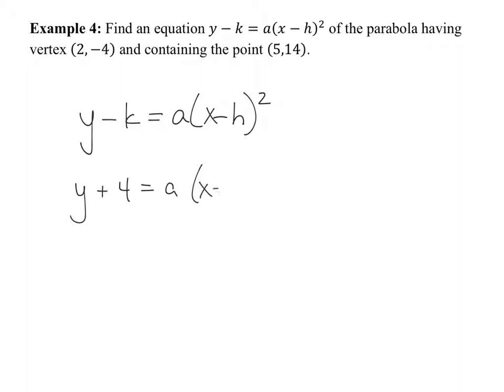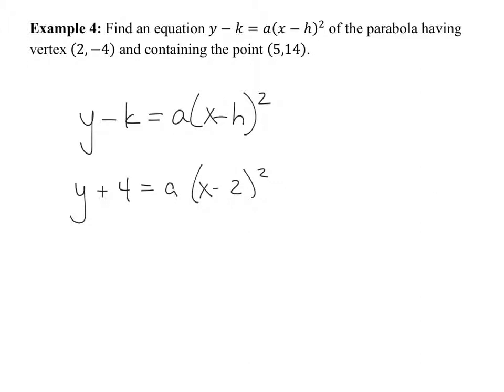Very good, James. It's y plus 4 because it was really y minus -4 equals a times the quantity x minus 2 squared. Again, I know that because I take h and k from the actual vertex. h is 2, k is -4, and plug them into those respective points in the vertex form.